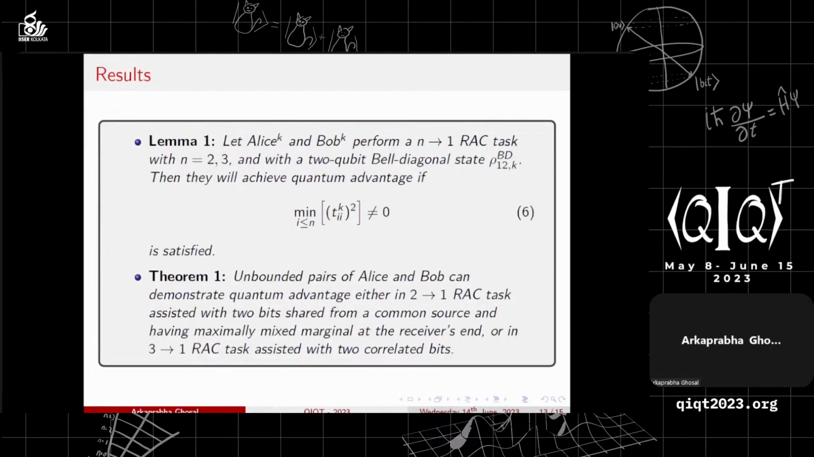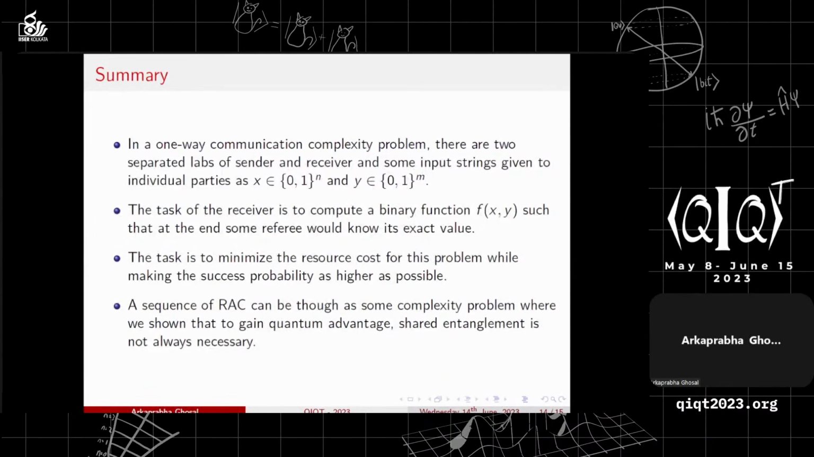So what is the main summary of our result? We know about the communication complexity problem. There are many ways to define communication complexity. One-way communication complexity is that suppose there are two spatially separated parties or players, and individual players have been given two different bit strings, for example Alice and Bob, where Alice is the sender and Bob is the receiver. Alice is given some bit string of length n, and Bob is given some bit string of length m.